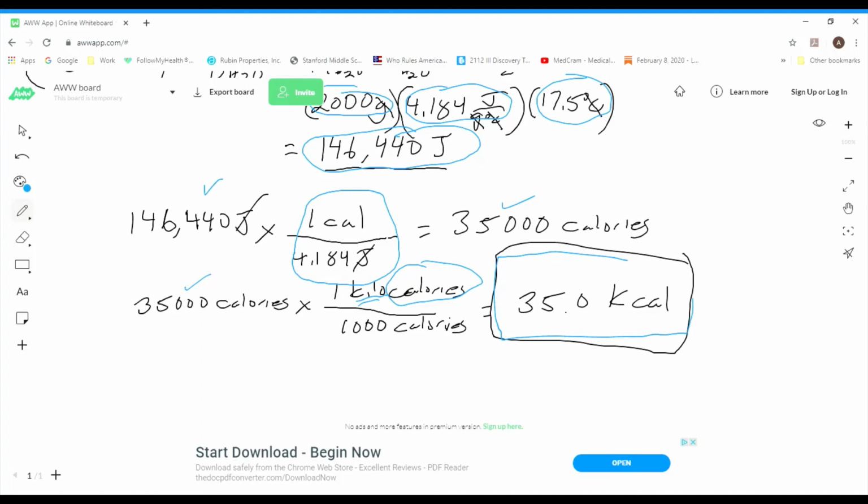Okay, I hope that helped. That was the first sample problem. There will be a second sample problem with a little different question being asked, but the same idea.